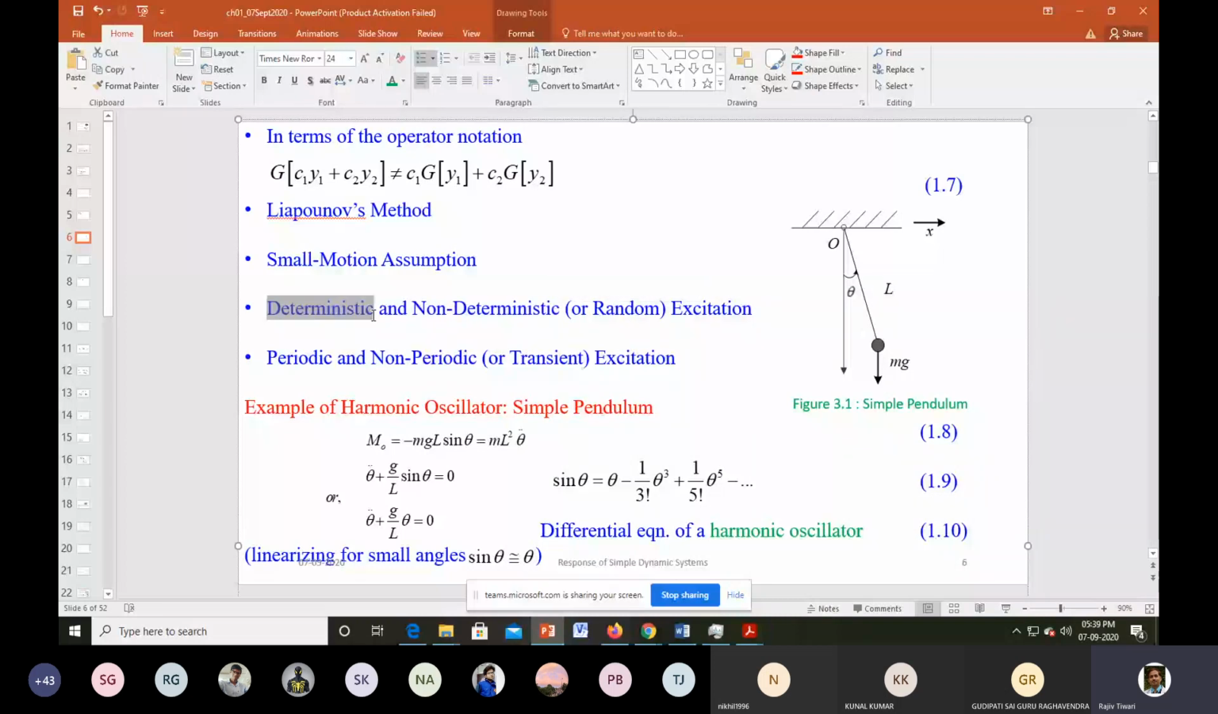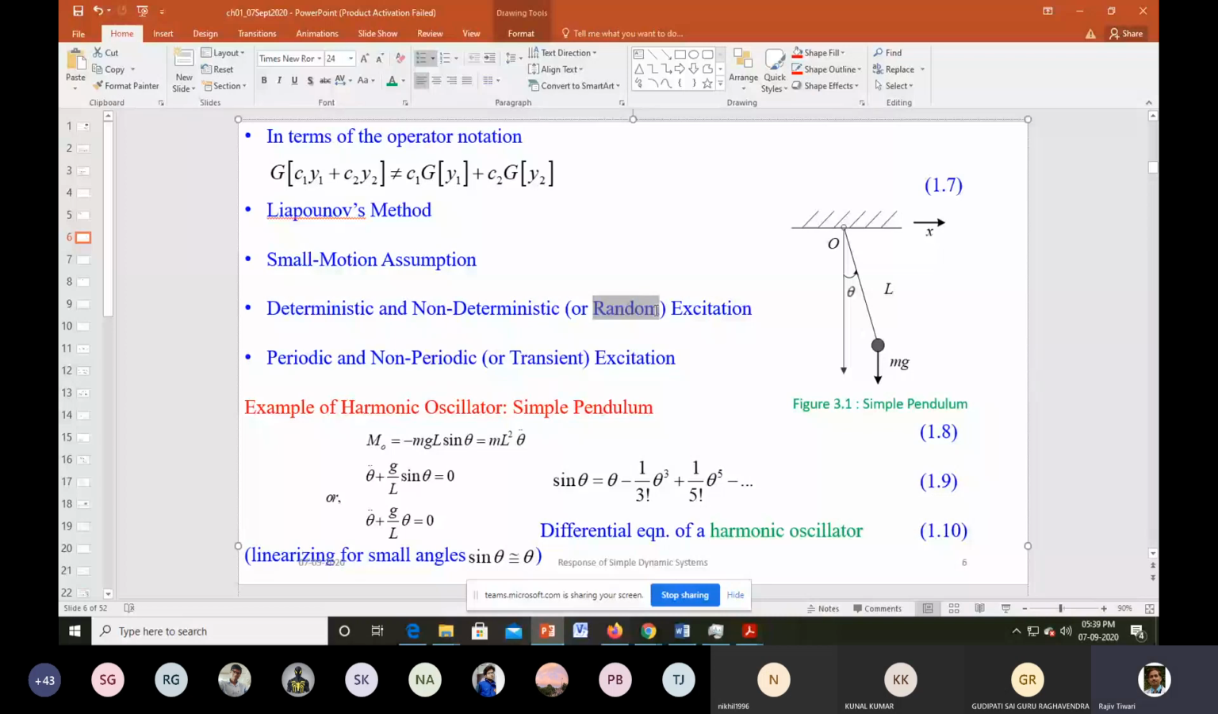What is a deterministic force? A force which we can predict in the form of a function, or which we can specify at one particular time with its value in a unique way. So if at t equal to 20 seconds that force is 20 Newton, at other times also we can uniquely specify it. But non-deterministic forces are random, so over time you cannot predict them.